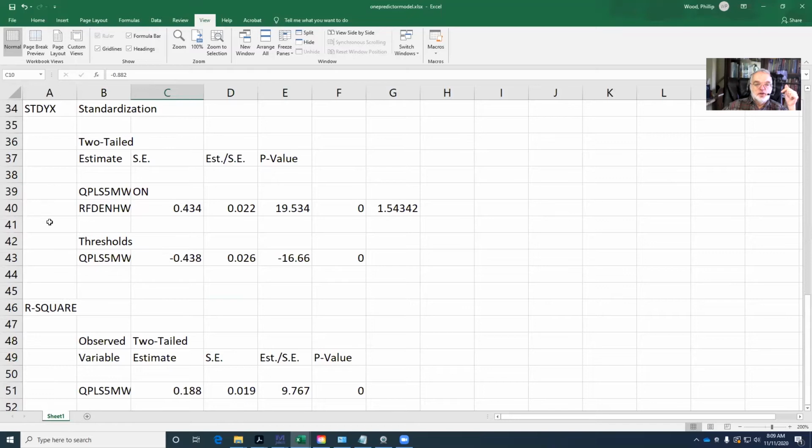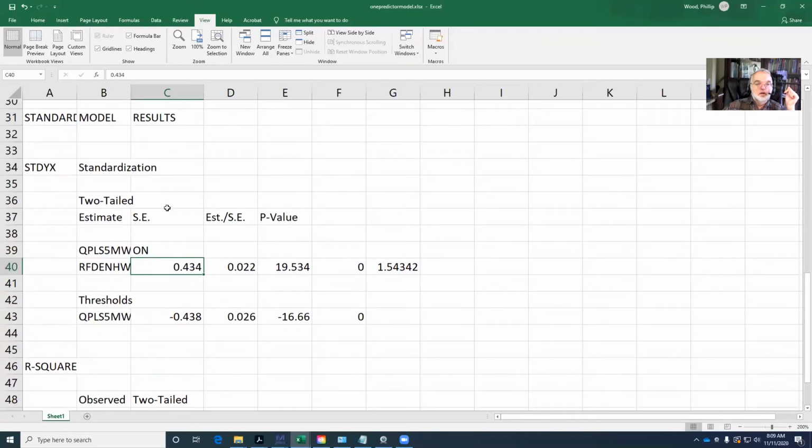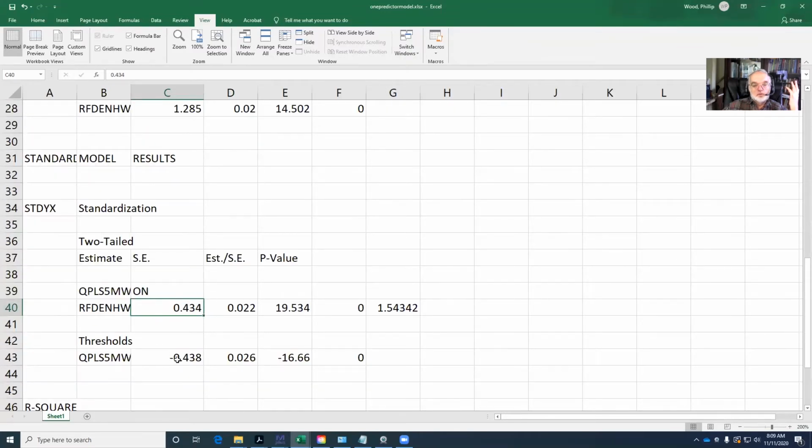And downstairs, I have here the standardized values. So if I standardize the latent response variable, that's going to give me this value. So that's pretending if I have a latent response variable 1 and a manifest variable 1. So you can interpret this thing as a standardized regression weight, more or less.